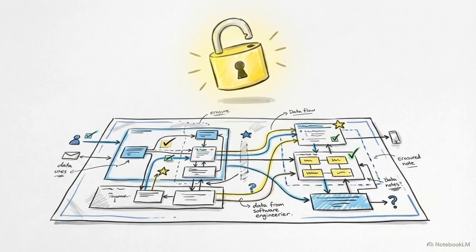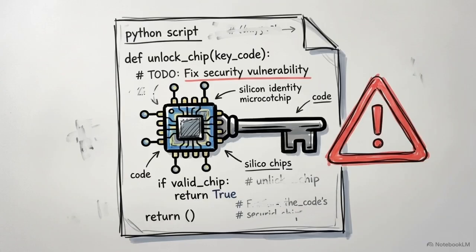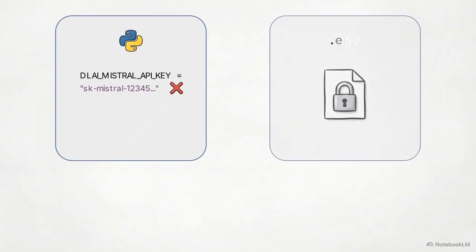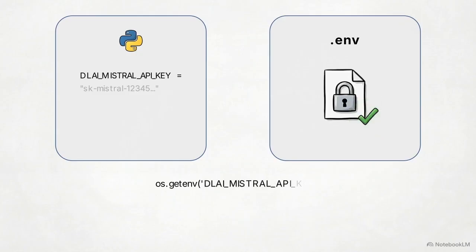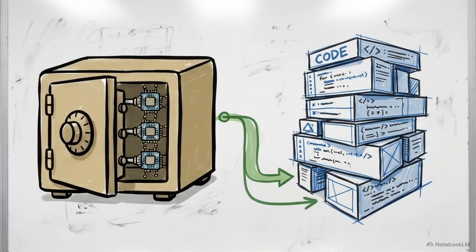With the libraries ready, we must address authentication. A common error is hard-coding API keys directly into the script, which exposes them to anyone who views the code. Instead, we follow standard security protocols by defining our keys, like DLAI_MISTRAL_API_KEY, as environment variables on our system or inside a .env file. Isolating credentials from your source code is a foundational requirement for secure application development.